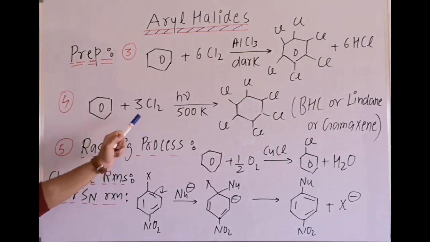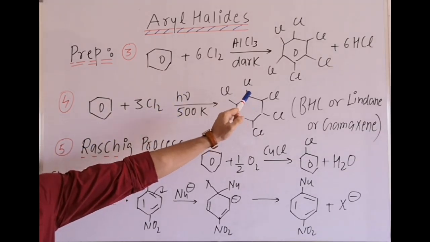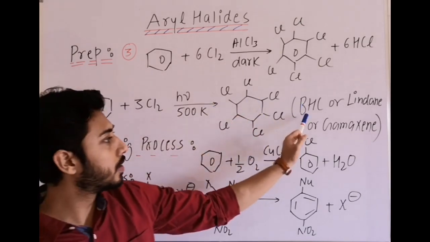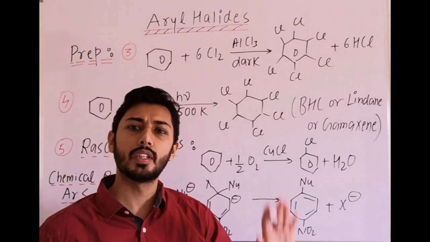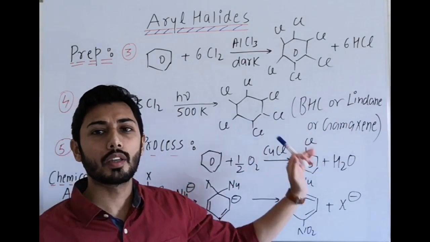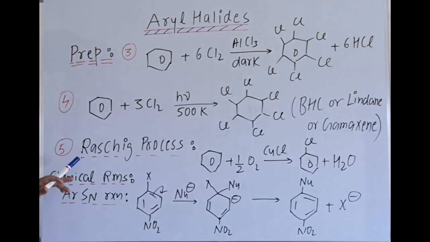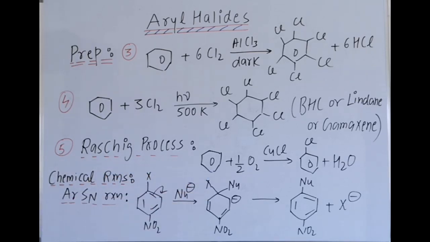Next, benzene with chlorine in presence of light under these conditions will give benzene hexachloride. It is its common name. Remember, name is benzene hexachloride, although there is no benzene ring. So do not get confused. It is benzene hexachloride, or other name lindane or gammexane, which is used as an insecticide. Next reaction by which we industrially prepare chlorobenzene is the Raschig process. In this we treat benzene with oxygen in presence of a catalyst CuCl and it gives chlorobenzene.